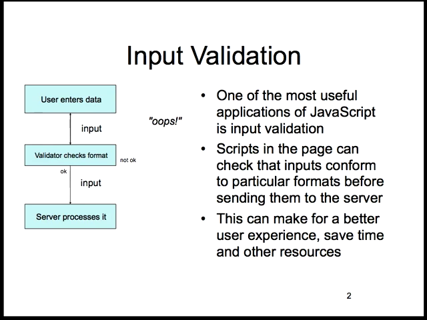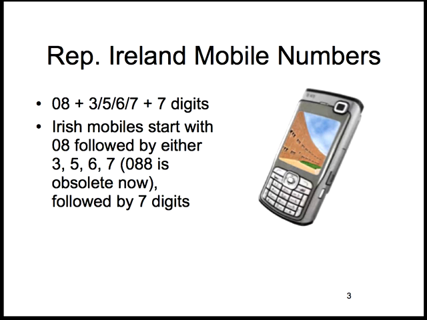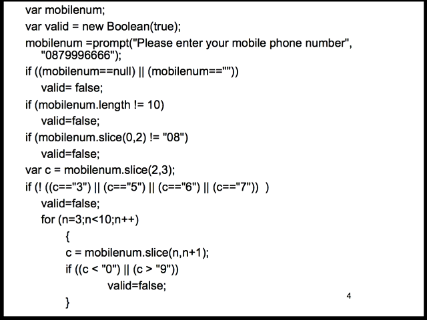So as we saw, Irish mobile phone numbers begin with a 0 and 8, and then you can have a 3, a 5, a 6, a 7, or a 9. You don't have 8 because that was analog, and then 7 digits after that. Okay? And we saw this code already. That's the same code we saw before.